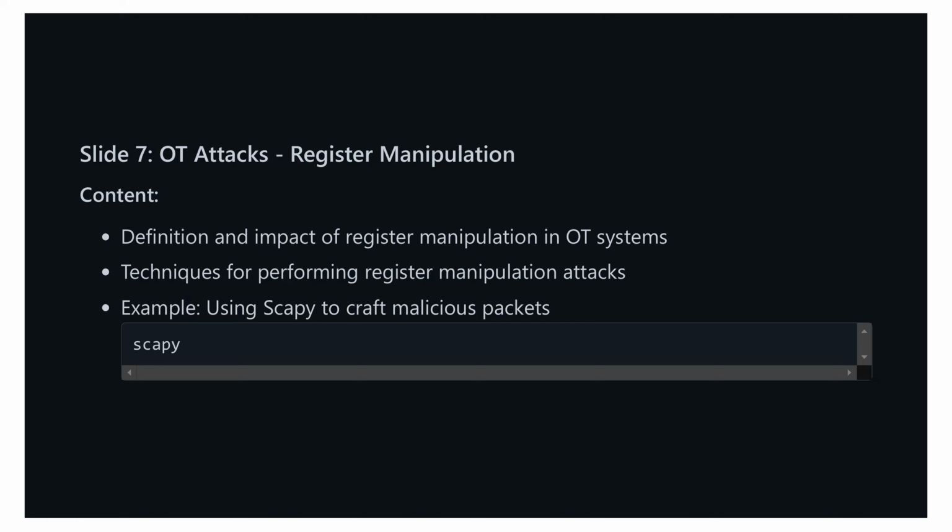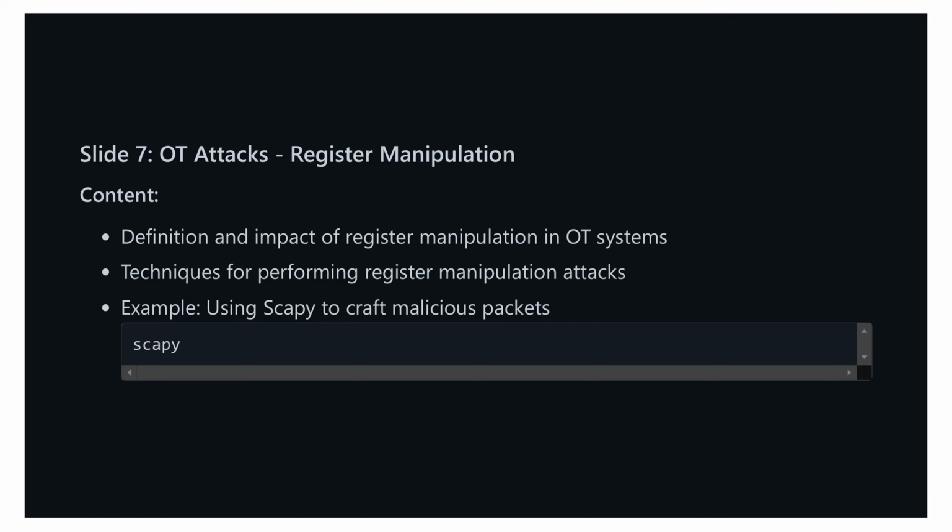In this slide, we address the definition and impact of register manipulation within operational technology. Register manipulation refers to the unauthorized changes made to the memory registers of a device or system. Such attacks can compromise the integrity and functionality of critical infrastructure, leading to severe operational and financial consequences. Next, we'll discuss various techniques used to perform register manipulation attacks.